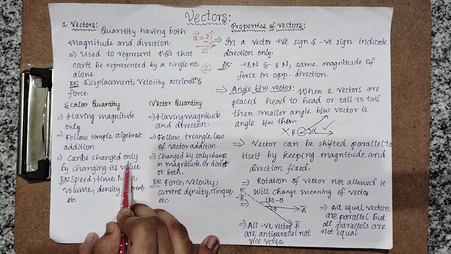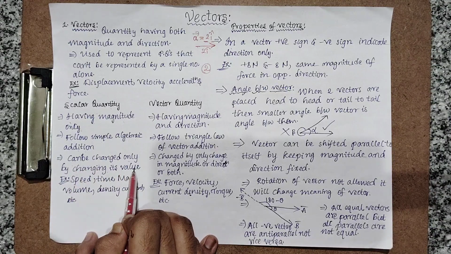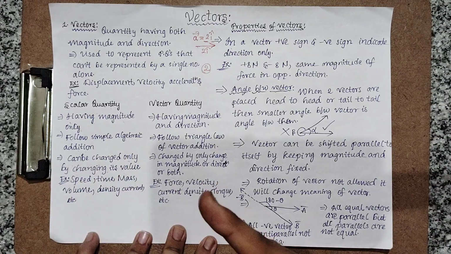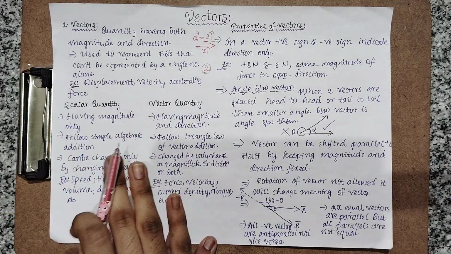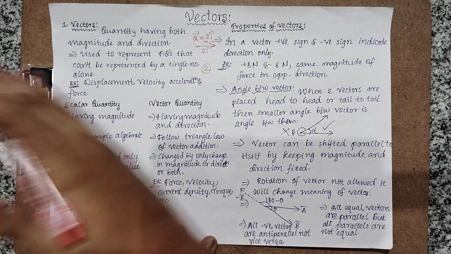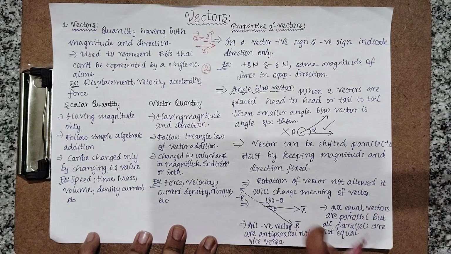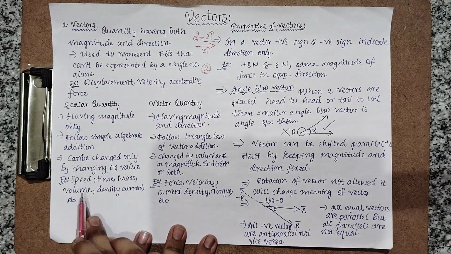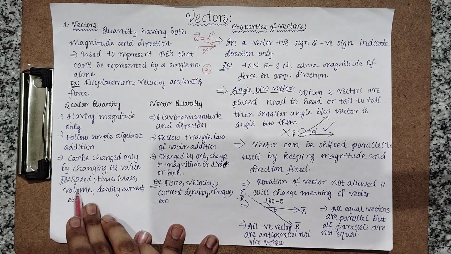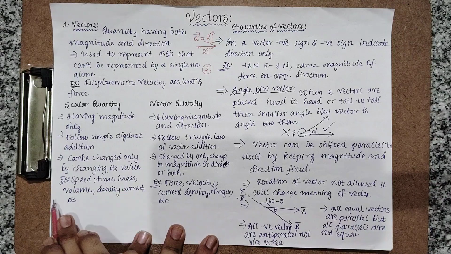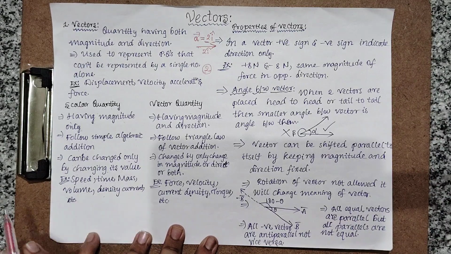And it can be changed by changing only its value. If we change the number, then only this quantity will be changed. For example, from 2 kg to 4 kg. Here what is changing? Only the number is changing. Examples of scalar quantities are speed, time, mass, volume, density, current, and so on.